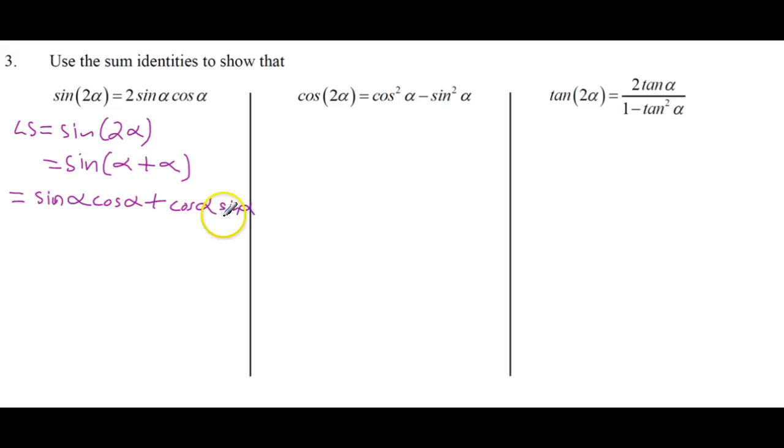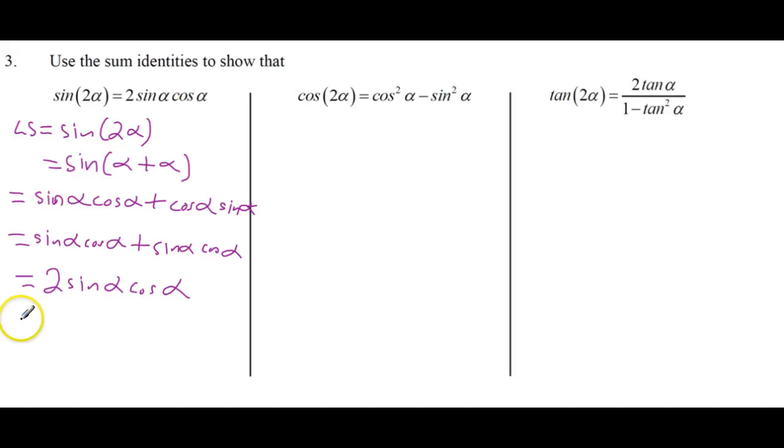Well, in a sense, it doesn't matter what order you multiply things in. So here I can just write this: sine alpha cos alpha plus, and let's just rewrite this as sine alpha cos alpha. And how many of these sine alpha cos alphas do we have? We have 2 of them. So that's 2 sine alpha cos alpha, which is the right-hand side. So we have used the sum identity to prove this double angle identity.